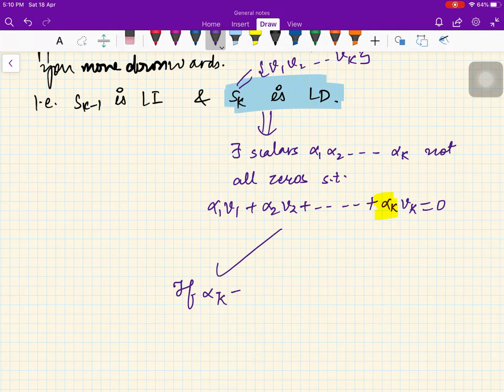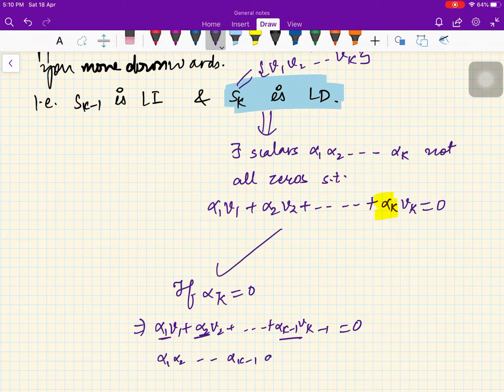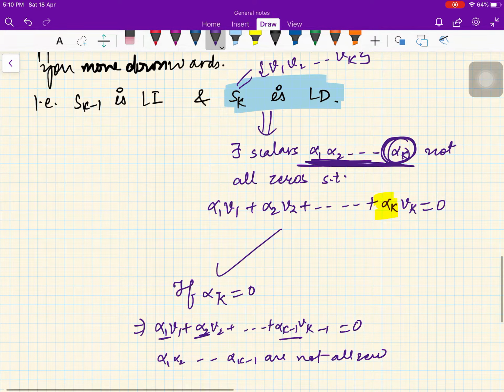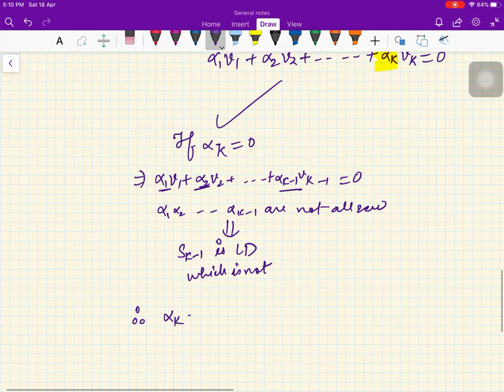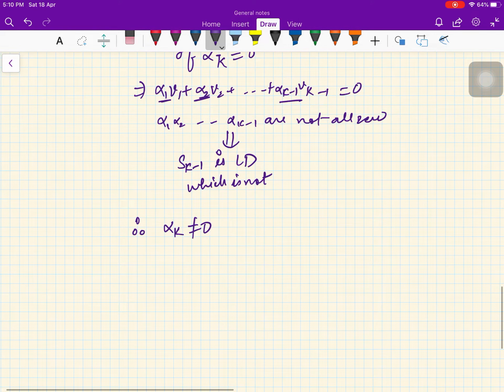Now here, if alpha k is 0, it implies you will get alpha 1 v1 plus alpha 2 v2 plus so on alpha k minus 1 vk minus 1 is 0, where alpha 1, alpha 2, ... alpha k minus 1 are not all 0. Why? Because we have assumed that these are not all 0. So if alpha k is 0, then still there is something which is non-zero. Now this implies S k minus 1 is linearly dependent, which is not, right? Therefore alpha k is not 0.